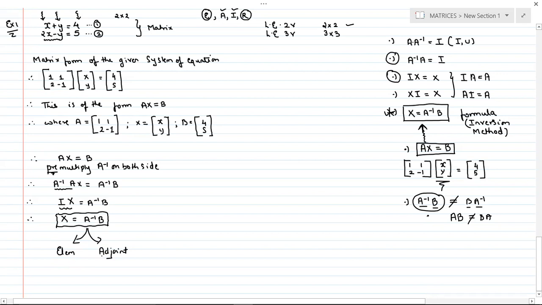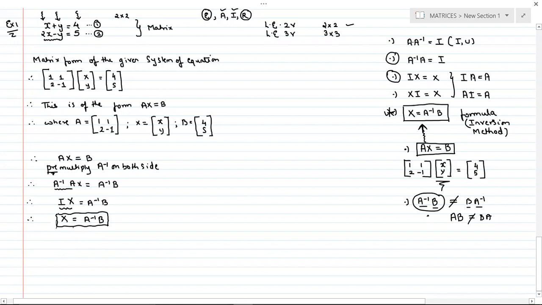As now we had completed the adjoint method, I will suggest to find A inverse for the inversion method by using the adjoint method, because compared to the elementary transformation method, it is safe and simple. For each and every sum for the inversion method, whether it is a 2 into 2 matrix or a 3 into 3 matrix, see to it that you find A inverse by using the adjoint method only. Don't use the elementary transformation method. Compared to it, adjoint is safe and simple. Now we know how to find A inverse by using the adjoint method.